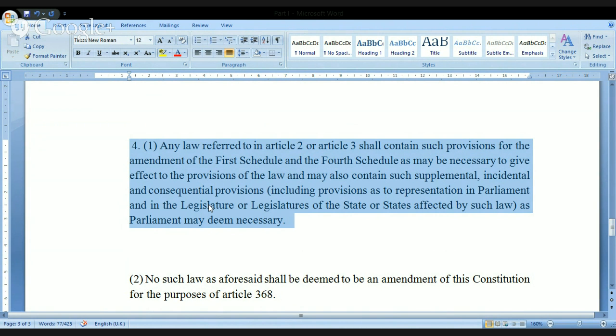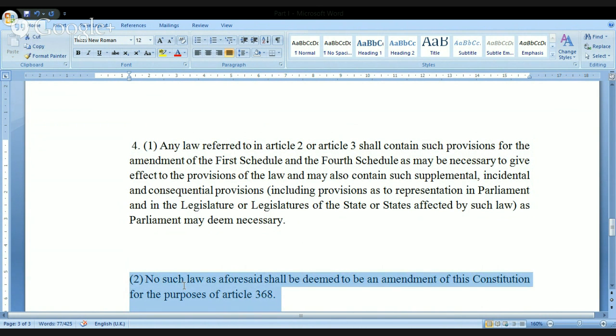Okay, now the last part. Come here. No such law as aforesaid shall be deemed to be an amendment of this Constitution for the purpose of Article 368. That's it. That is an important point for me. Meaning is simple: we are making certain changes in the Constitution. That is nothing but we are making some amendments in the Constitution.